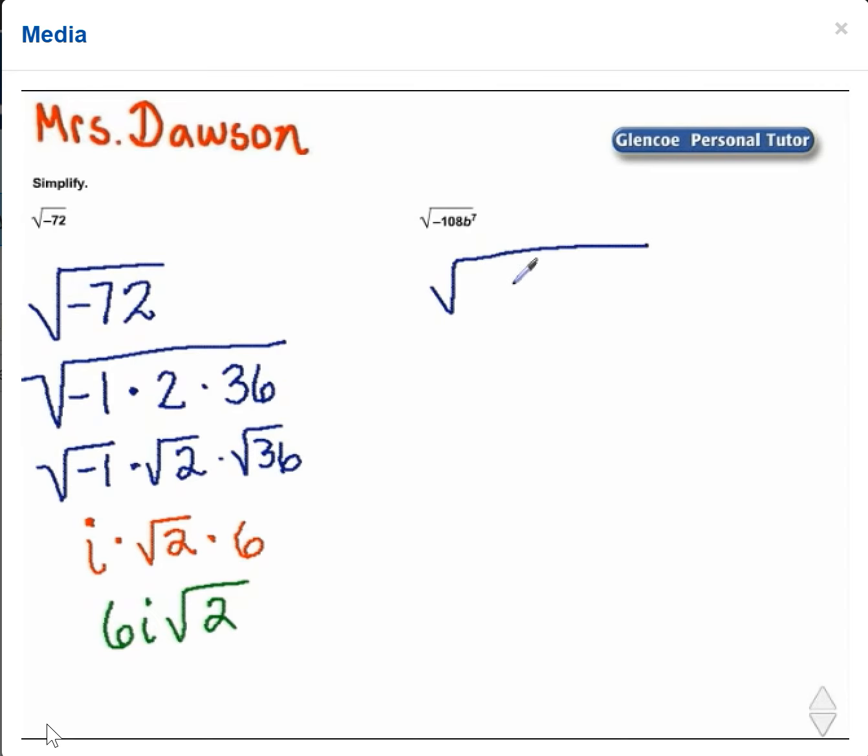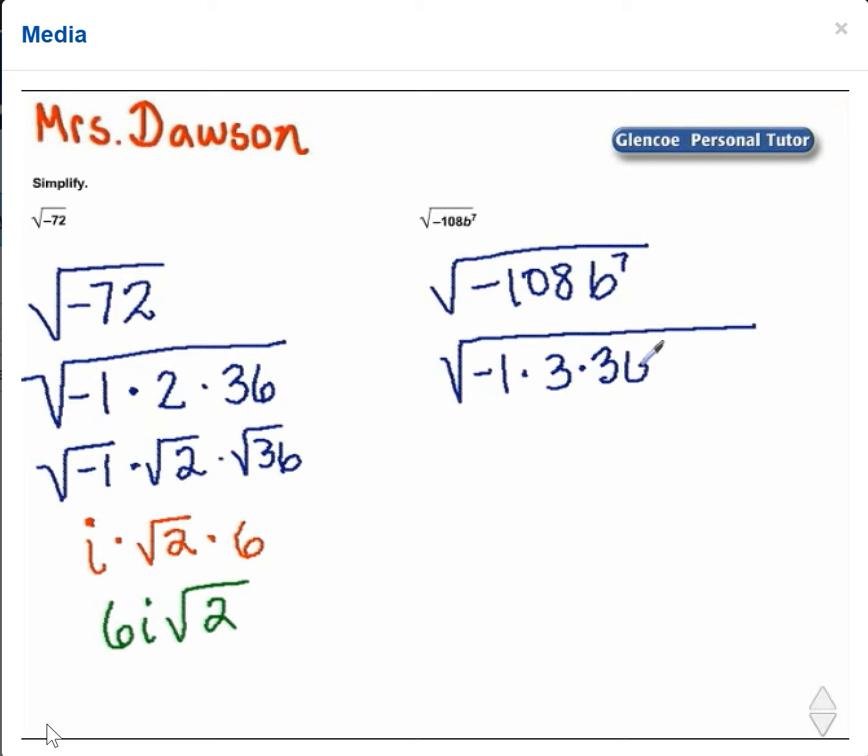The square root of negative 108 times b to the 7th. We'll do something very similar with this. First, write the factors of negative 108, beginning with negative 1 times 3 times 36. 3 times 36 is 108. And the reason I stopped with the 36 is because it is a perfect square.